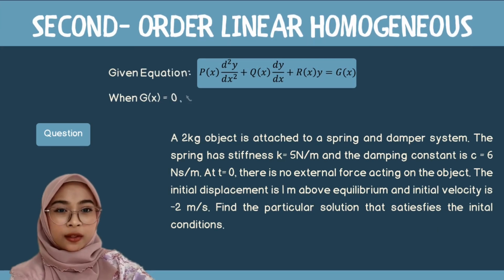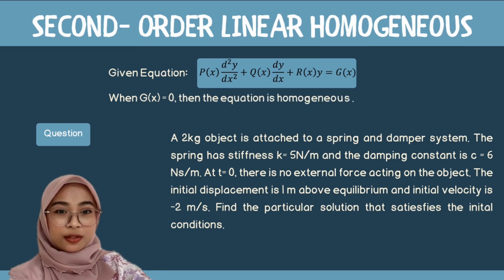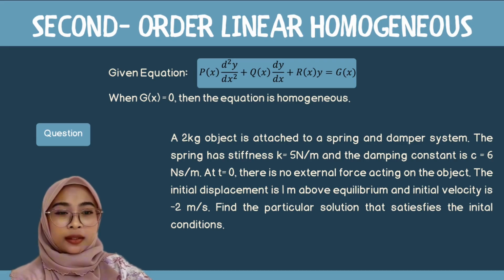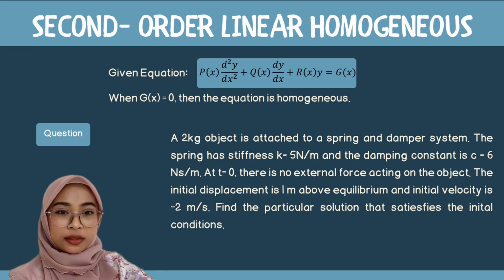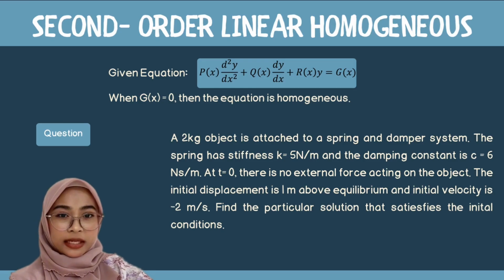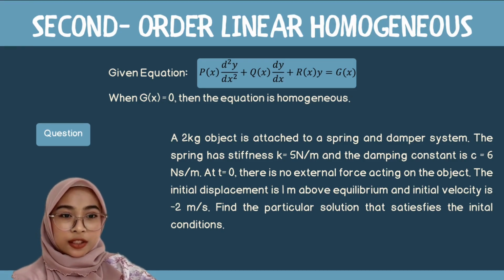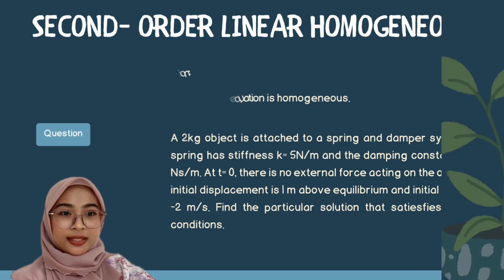We already know that the equation is homogeneous when g(x) equals 0. The question for the homogeneous case: a 2 kg object is attached to a spring and damper system. The spring has stiffness k equal to 5 Newton per meter and the damping constant is c equal to 6 Newton second per meter. At t equal to 0, there is no external force acting on the object. The initial displacement is 1 meter above equilibrium and the initial velocity is negative 2 meter per second. Find the particular solution that satisfies the initial conditions.